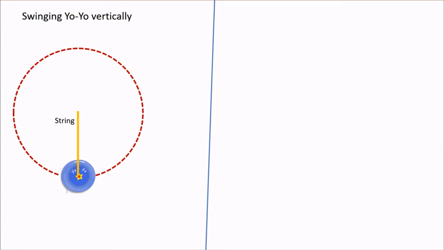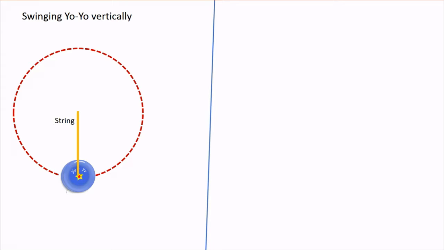Hello again. In this video we will talk about what happens when you swing an object vertically. This is a good example that will help you see how the centrifugal and centripetal forces interact with other forces. So to start, let's say we are spinning a yo-yo vertically, so that gravity does play a role.